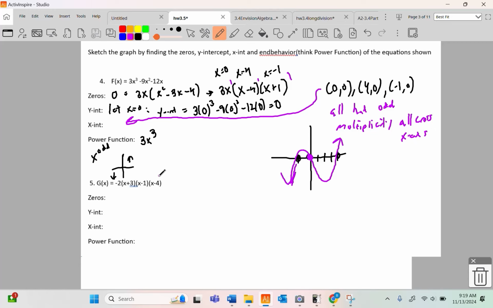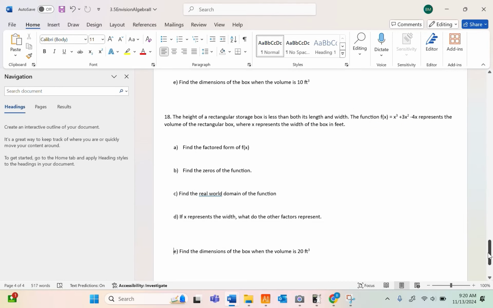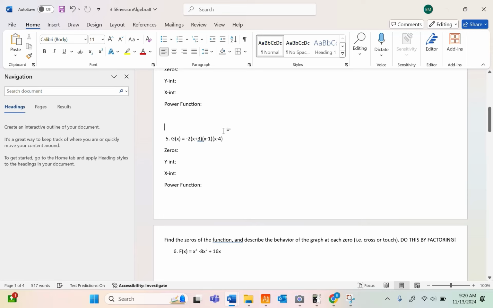You know what? I'm going to change this one. I'm going to make that a square. It means you're going to have to touch there. So let me change that, because at least one of those needs to be a touching situation. To the second.